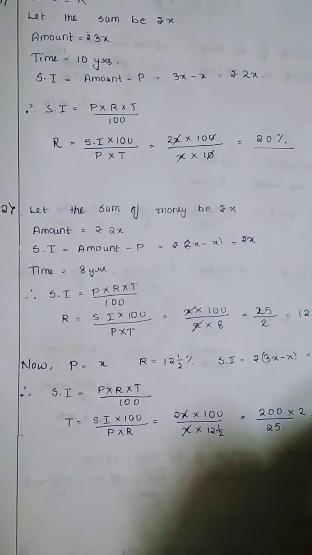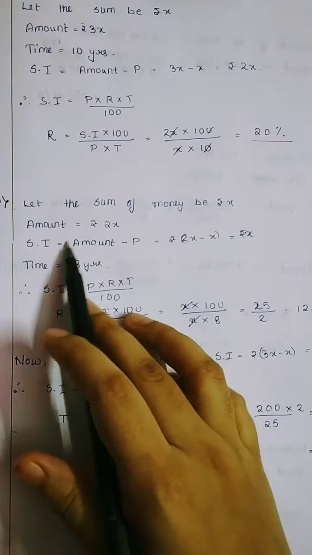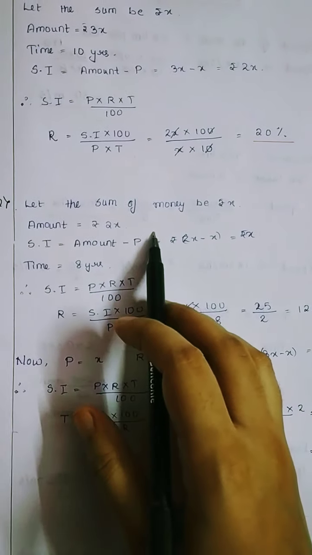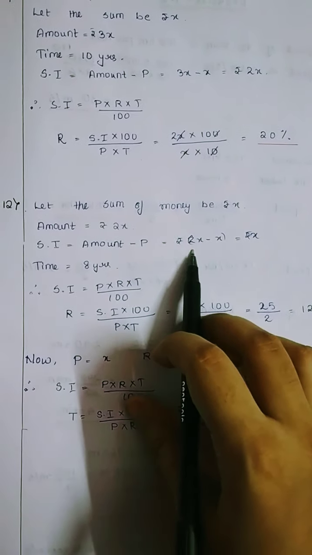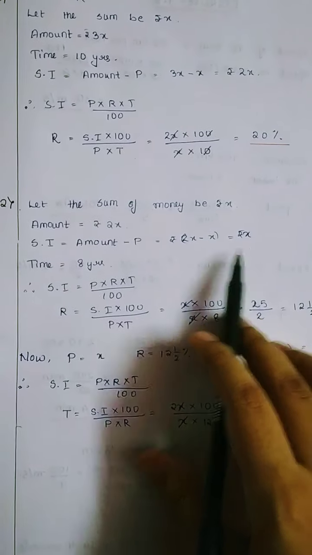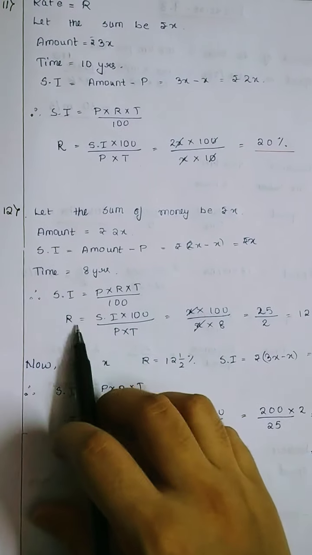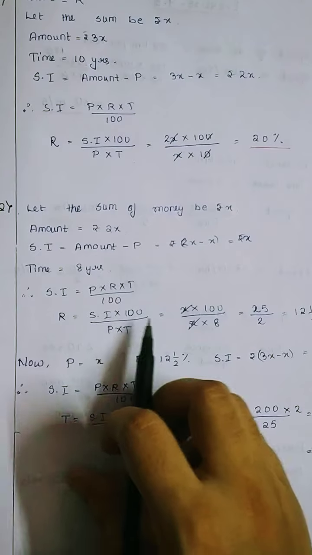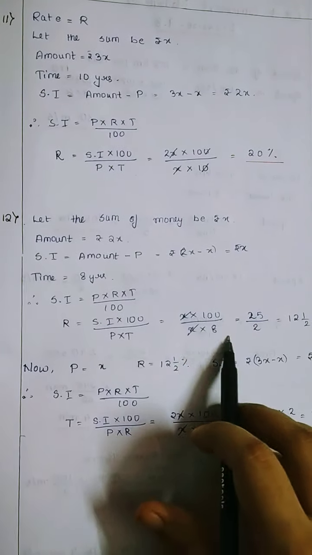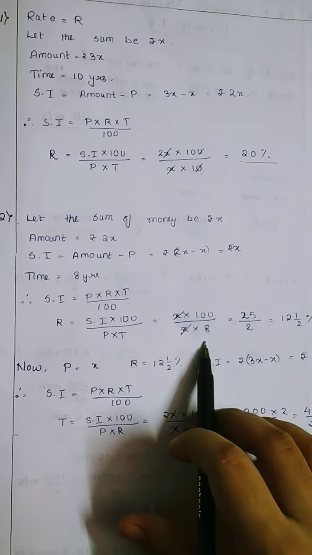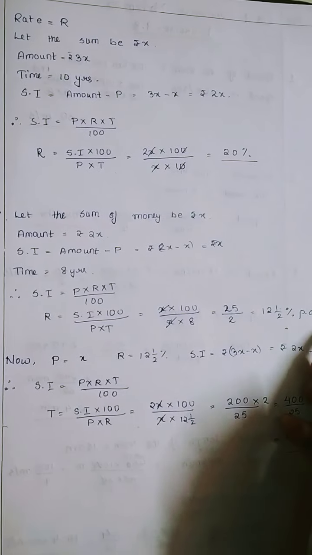Okay. Next question is question number 12. Again the sum of the amount we are taking is x. The amount is doubled here, so it will become 2x. Now what is the simple interest? That is again amount minus principal, that is 2x minus x, that is x. So time is 8 years. Now the simple interest will be P into R into T by 100. Again the rate will be simple interest into 100 divided by P into T. Put the values. So x into 100 by x into 8. X will cut each other. So 100 by 8 will be 25 by 2. That is 12.5% per annum. We have found the rate.